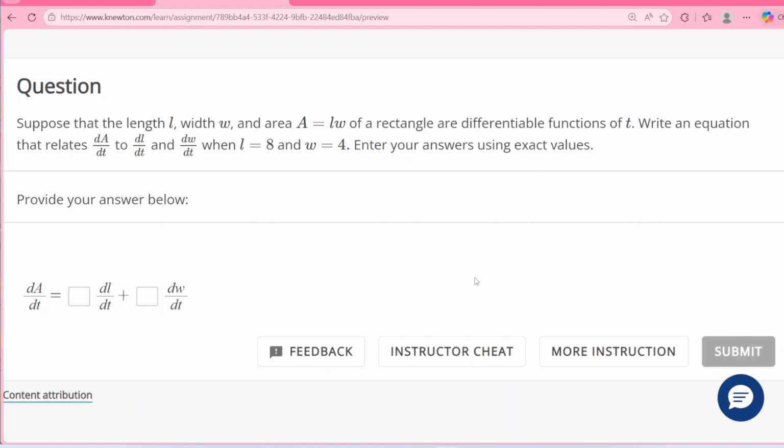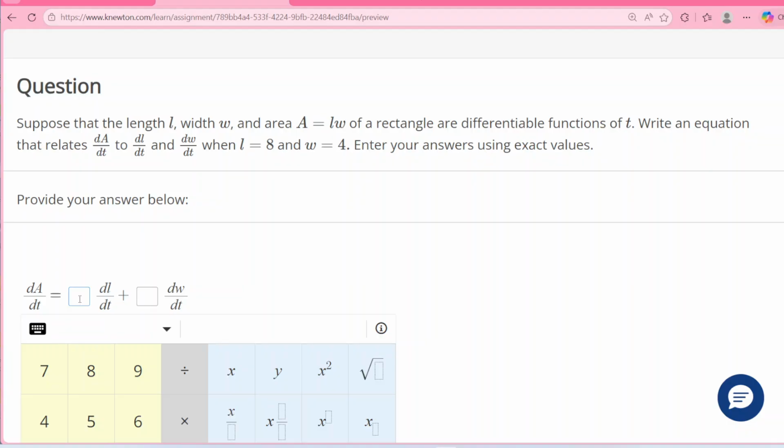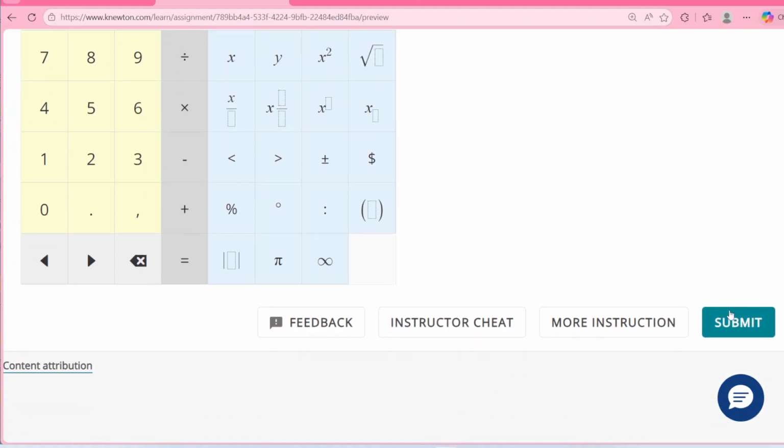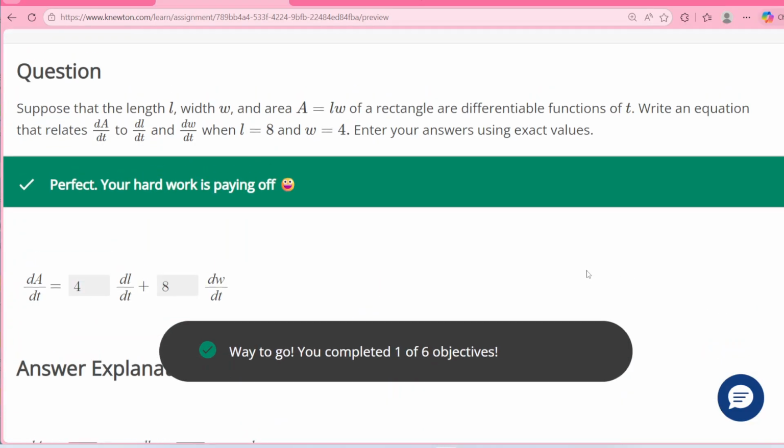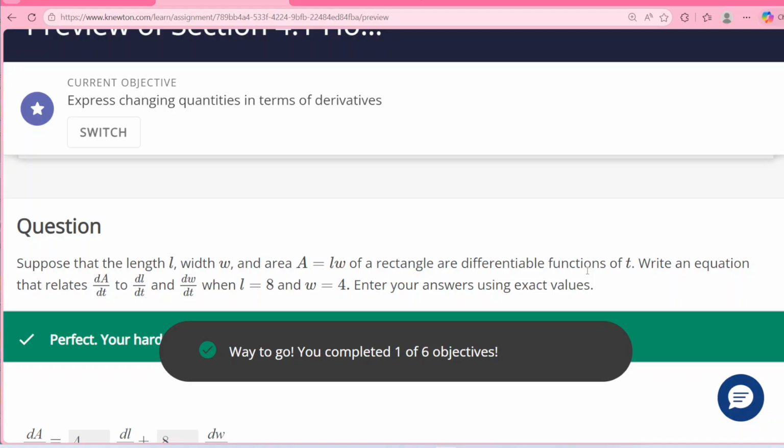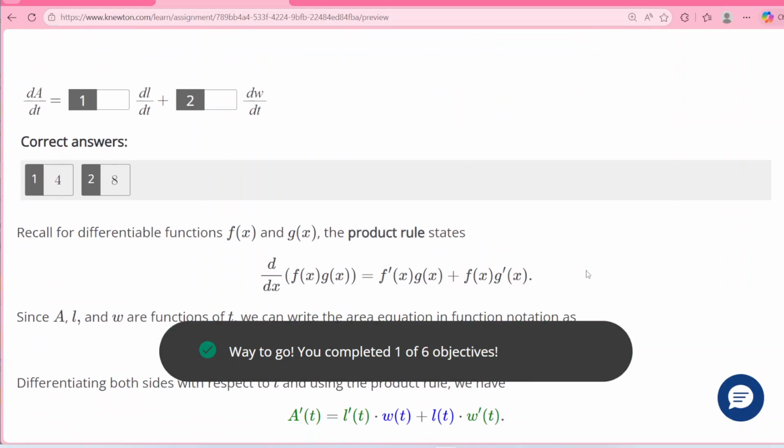Here's another one. Same thing, you're just putting in different numbers for length and width. So again, when you differentiate that side with the length times width, you're using the product rule. So dl over dt should have the width multiplied by it, so that'd be 4. And then dw dt should have the length attached to it, so that would be 8 in this problem. All right, so that objective is done. All the problems in that objective were pretty much the same thing.